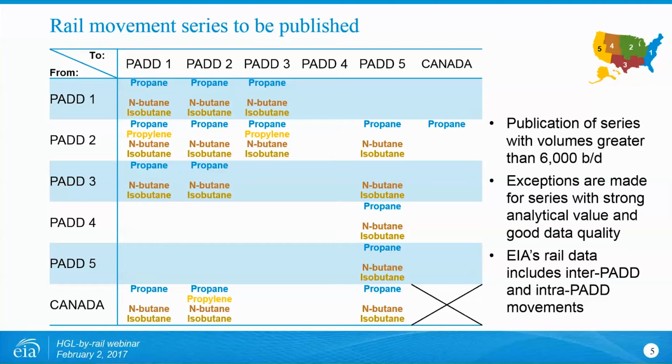And just to give you an example of one of those reasons, for pad 5, if we had excluded movements into pad 5 that don't pass the 6,000 barrel per day threshold, EIA would continue to report almost no movements into pad 5 of hydrocarbon gas liquids, because right now there are no pipelines that deliver this product, and there are also no waterways that allow marine transport from other pads into pad 5, into the West Coast.